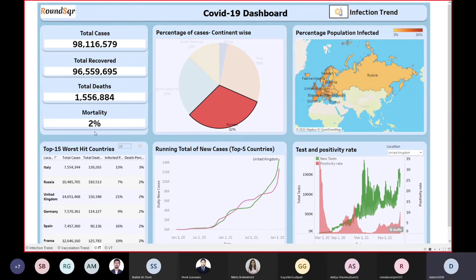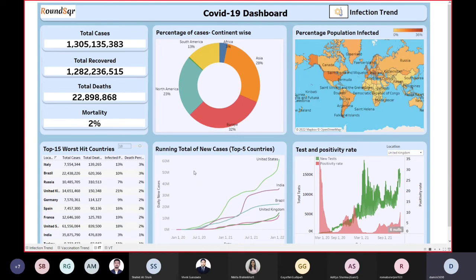Now in here we have the top 15 worst hit countries for the continent Europe. It's just the aggregated numbers again. It is represented in a tabular format and sorted according to the death percentage. So we see Italy has the maximum death percentage, with 3% of the population dying due to COVID, followed by Russia, United Kingdom, etc. Likewise, we can see for any other country or any other continent that we want to. So I would like to remove the filter right now.